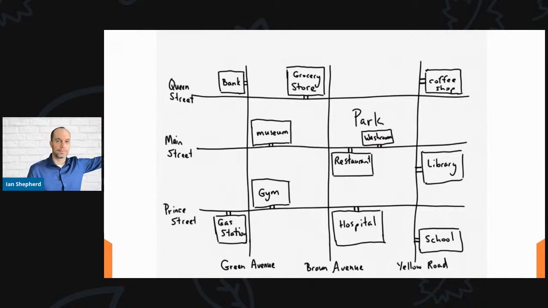Up in the corner, you have the bank. The bank is on Green Avenue and Queen Street. Okay, so leave the bank and turn right on Green Avenue. Okay, Anna said easy. Great. So leave the bank and go right on Green Avenue. Walk one block and turn left on Main Street. Walk two more blocks and turn right on Yellow Road. It is the first building on the left side.